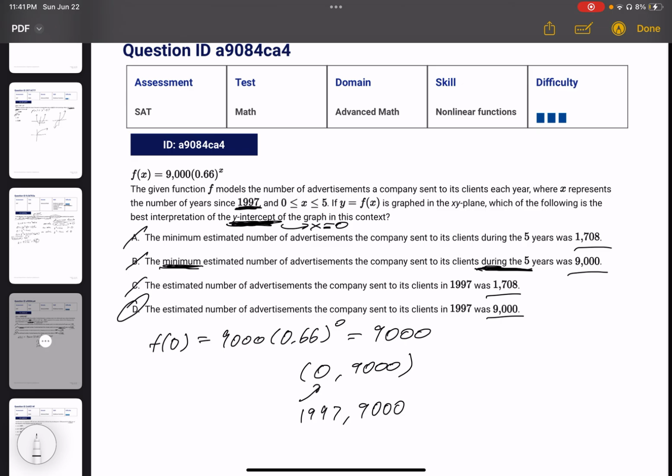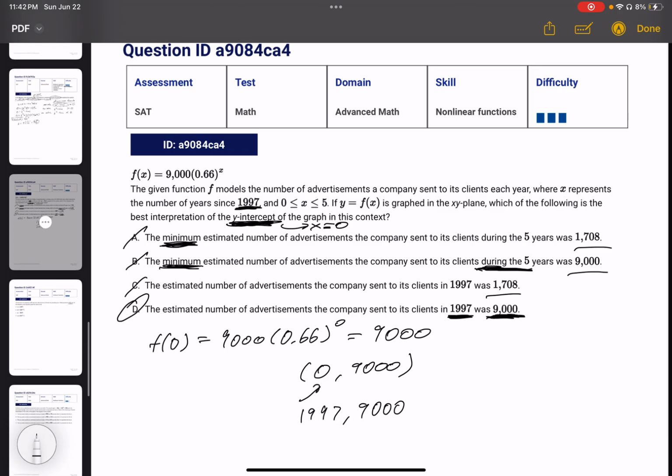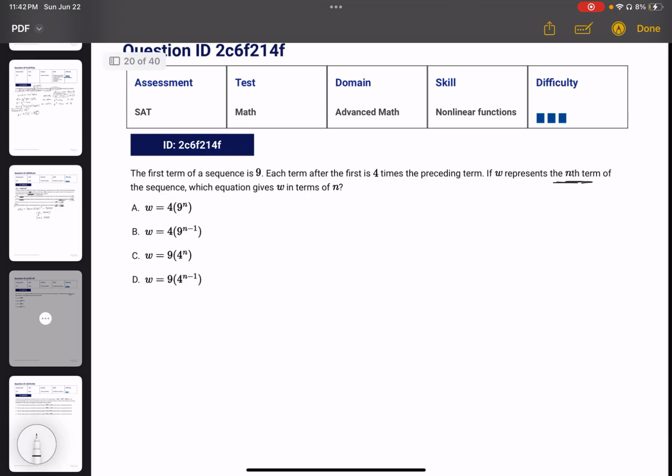The estimated number of advertisements the company sent to its clients in 1997 was 9,000. Yep, sounds correct to me. It has our correct points here and the correct context of the problem. It's not giving it a minimum wording. It's giving in 1997 and 9,000 output, which is our y-intercept for this problem.